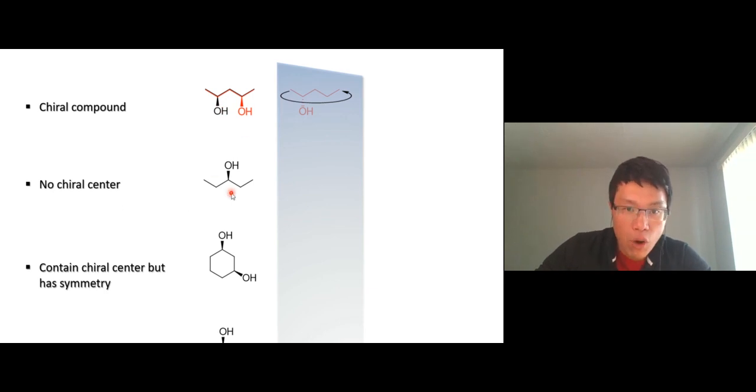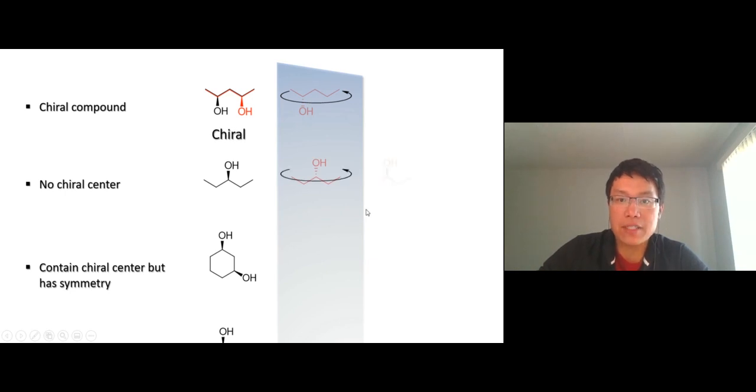Now this guy right here, no chiral center. This carbon right here doesn't have a chiral center. Yeah, 2 same substituents, you know. If I reflect this into the mirror, take a look. All right, and now I'm going to spin it 180 degrees. It looks just like the original compound, or original molecule. Okay, this is achiral. That's why having a chiral center matters.